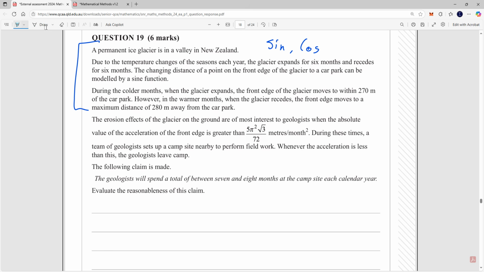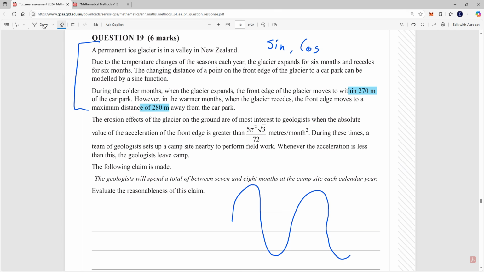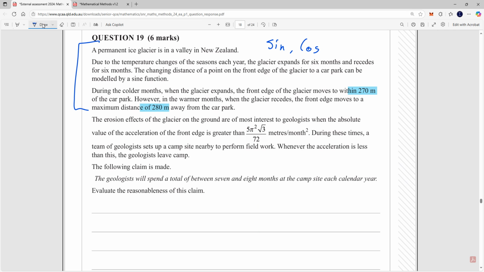So as soon as you see this and this, I want you to think sine and cos, because over time it's going to be this big distance, that small distance, this big distance, that small distance. That's going to be a sine or a cos graph, okay? Now I would go with a sine, just assuming it's going to have a baseline. So if it is going to be a sine curve, it's going to go up to 280, then back down to 270. We can find that midway point. Halfway between would be 275, meaning that distance there is 5, that distance there is 5.